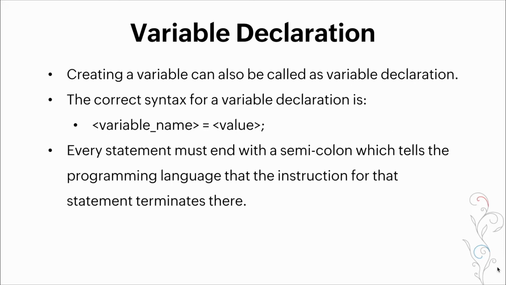Now let's go back to variables and talk about what variable declarations are. Creating a variable could be referred to as variable declaration. The correct syntax for variable declaration is as follows. It requires a variable name, an equal sign to assign a value to it, and then the value itself with a semicolon at the end. Every statement must end with a semicolon, which tells the programming language that the instruction for that statement terminates there.